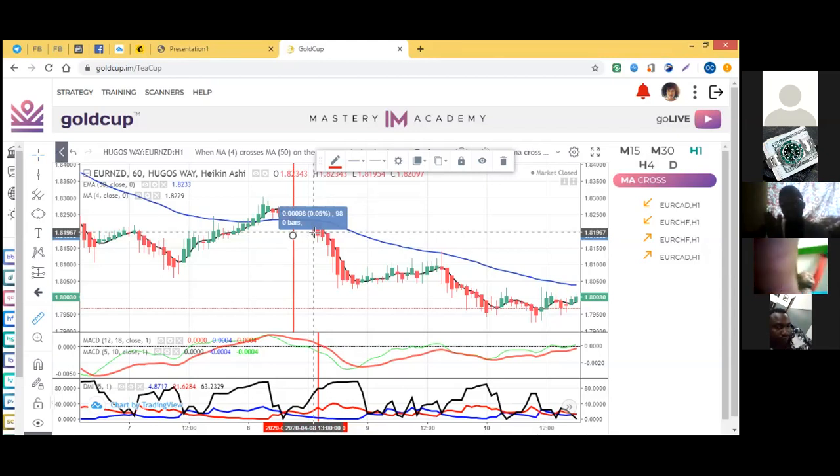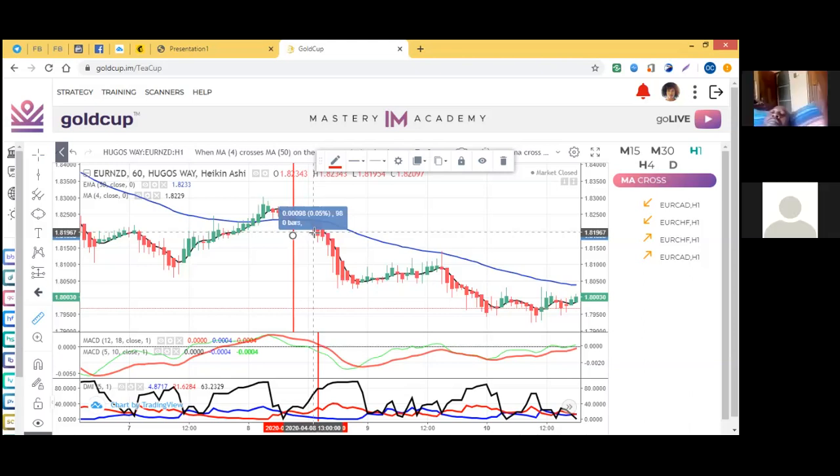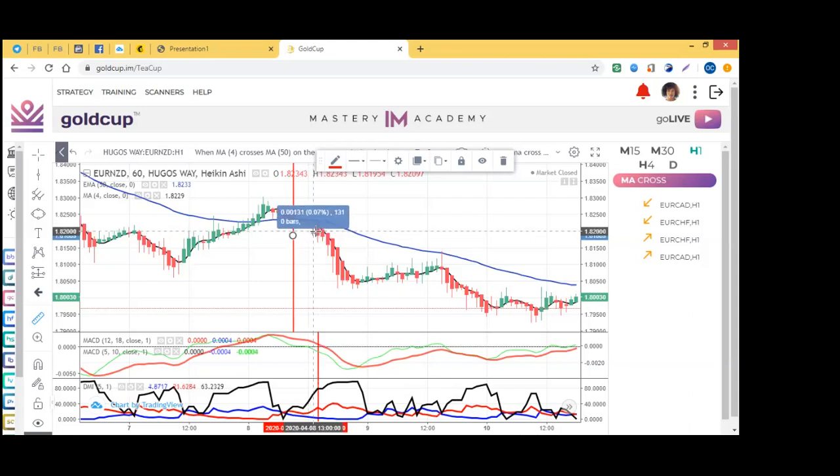Your priority is to be saved, all right? So what I do personally with this strategy is I take a 30 pips take profit, and I'm done on the trade, okay? So from the point of entry, guys, if you are to take 30 pips, you would come out on the third candle, all right?